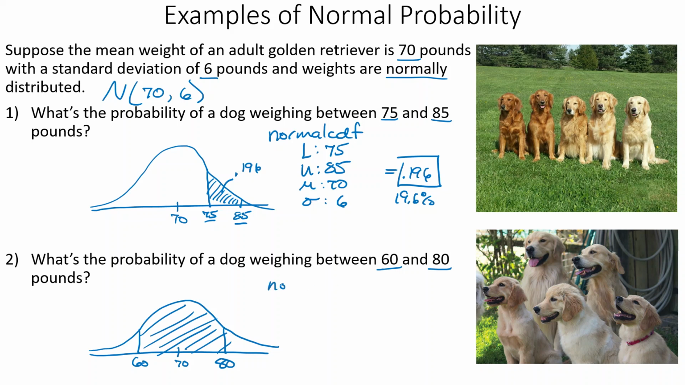All right, so we're working with a normal curve, so we go to normal CDF. Our lower bound, the lower number here, is 60. Our upper bound, the higher number here, the end point of our section here, is 80. Our mean is still 70. Our standard deviation is still 6.